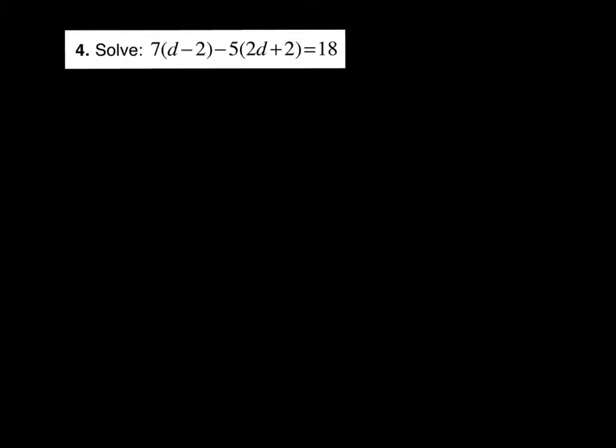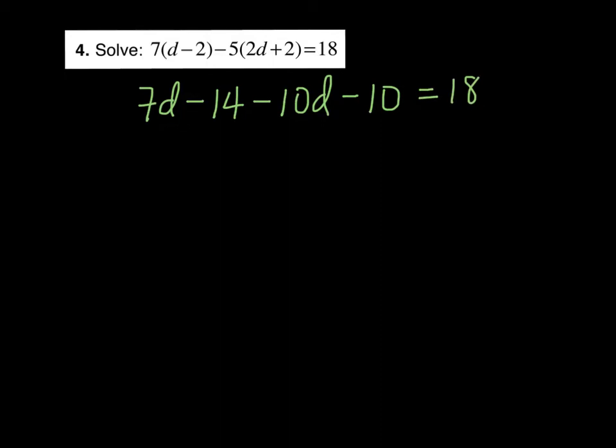Alright, so 7 times d, 7d. Minus 7 times 2, 14. Minus 5 times 2d is going to be minus 10d. Minus 5 times a plus 2 is a minus 10. It's like a negative times a positive. Equals 18. We're going to combine our like terms. 7 minus 10 is negative 3d. Minus 14 minus 10 more is minus 24.